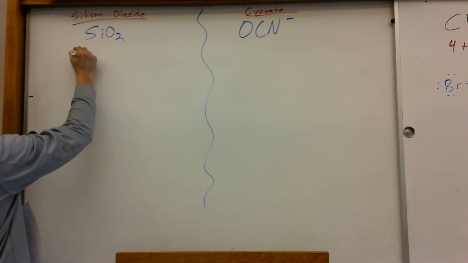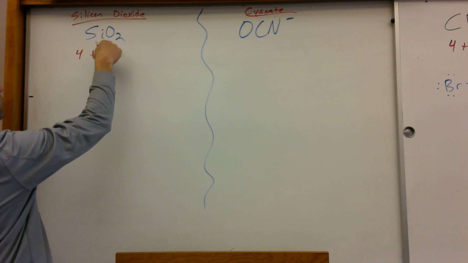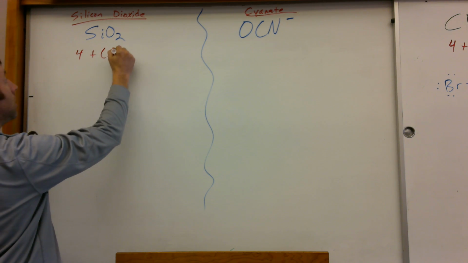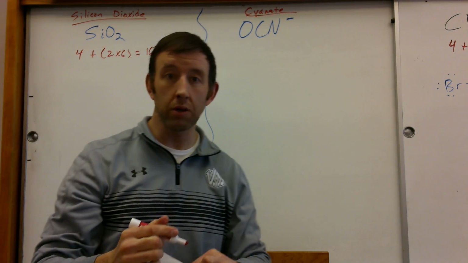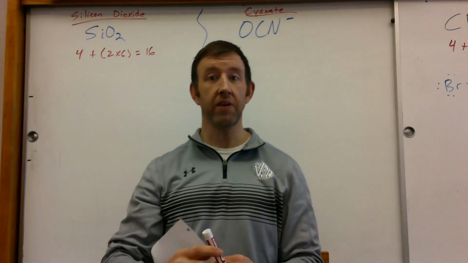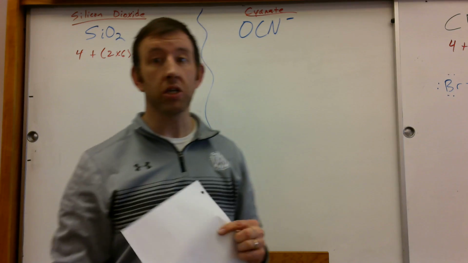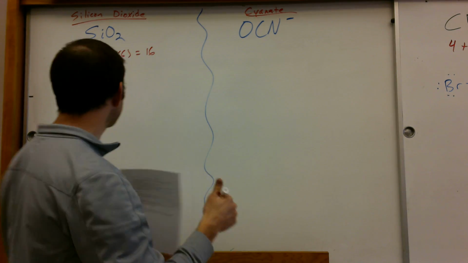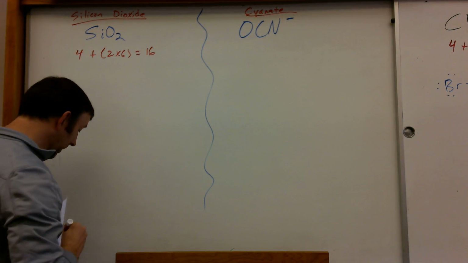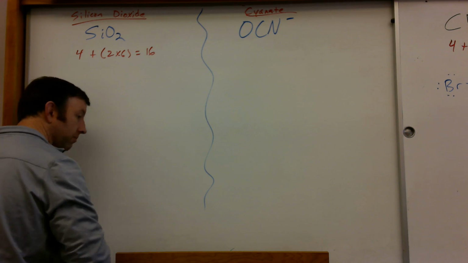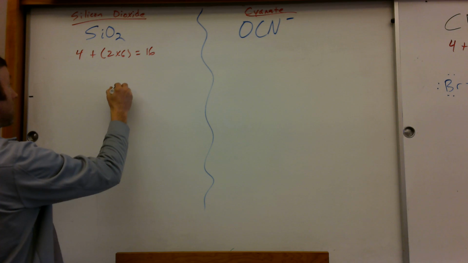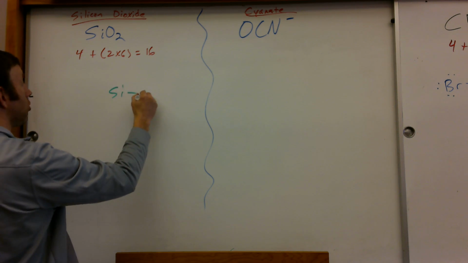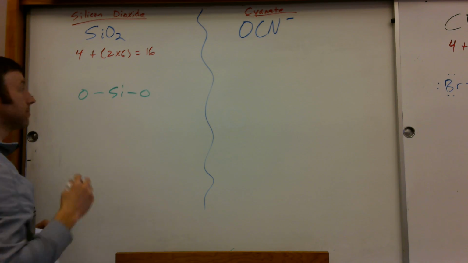So silicon has 4. I've got 2 oxygens. That's going to give me 16. I don't have any charges up there to worry about. Okay, so I've got 16 valence electrons. Now, silicon has a lower electronegativity, so that tells me that silicon will be my central atom. All right, so I'm going to draw Si here, and then O there, and O there.